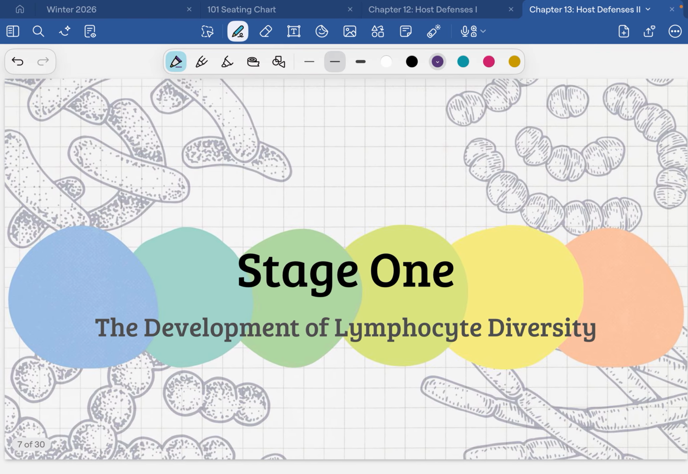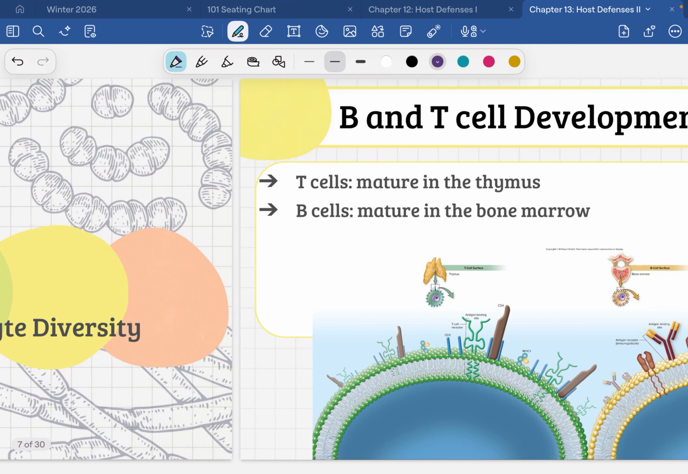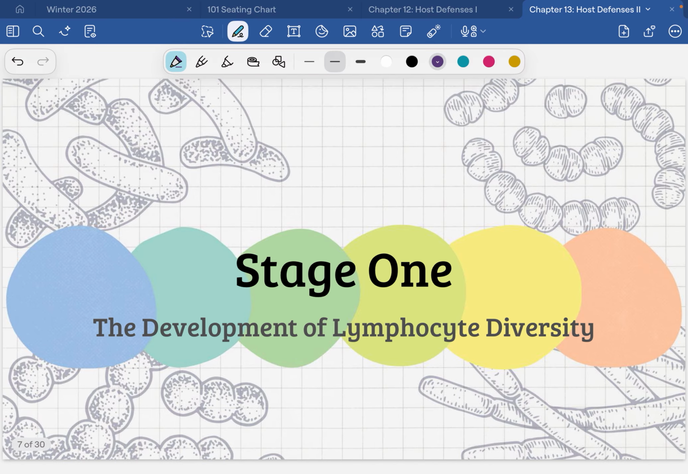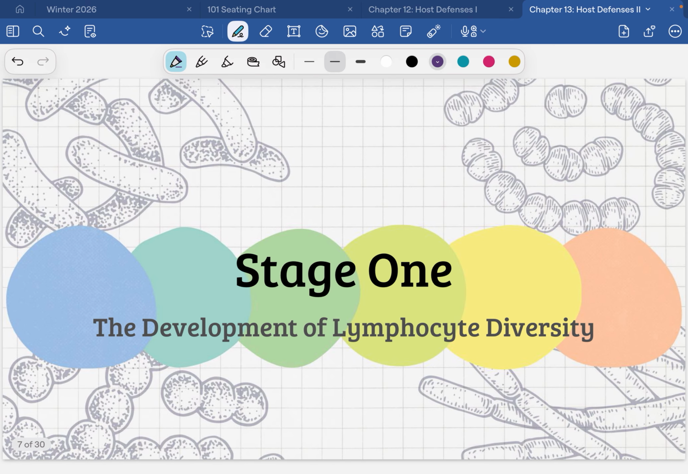Okay? All right, so stage 1. We're just going to talk about this real fast, and then we'll probably be done. So stage 1 is the development of lymphocyte diversity. What I mean by stage 1 is it's stage 1 over here back on this chart. So everything that I'm talking about goes back to this chart, stage 1 through 4. So stage 1, the development of lymphocyte diversity.